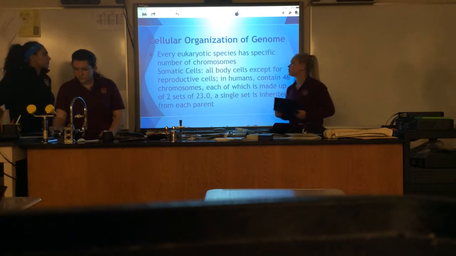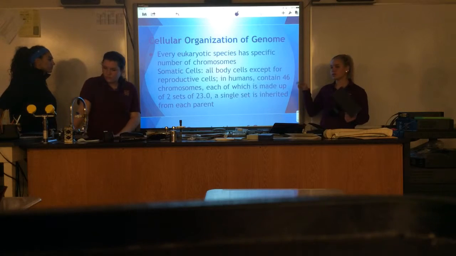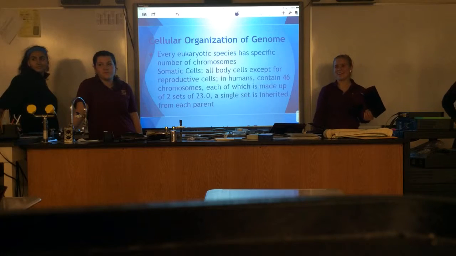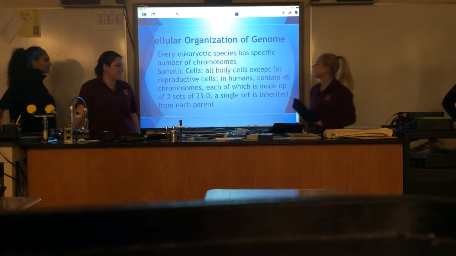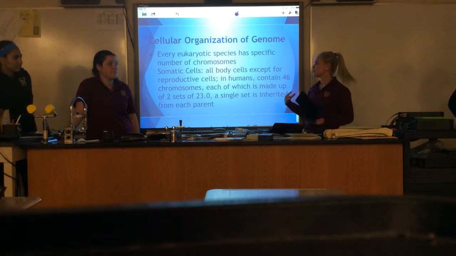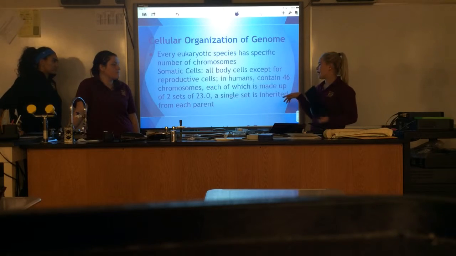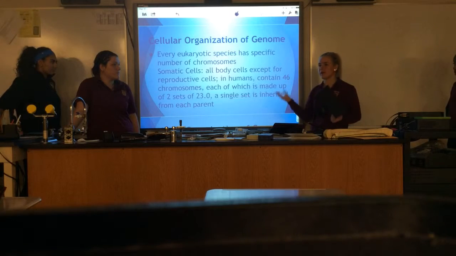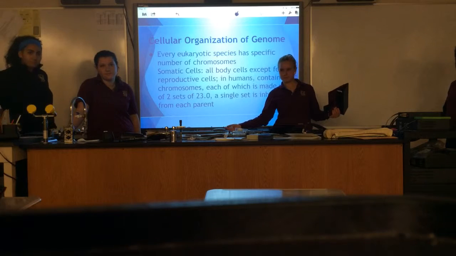Every eukaryotic species has a specific number of chromosomes. For humans, we have two sets of 23, which makes that. Anybody? Al? 46. There you go. Awesome. So another vocab word is a somatic cell, which is all the body cells except for the reproductive cells, which in humans are sperm and eggs. And this contains 46 chromosomes, two sets of 23. Each set is inherited from a parent. Does anybody have any questions so far?